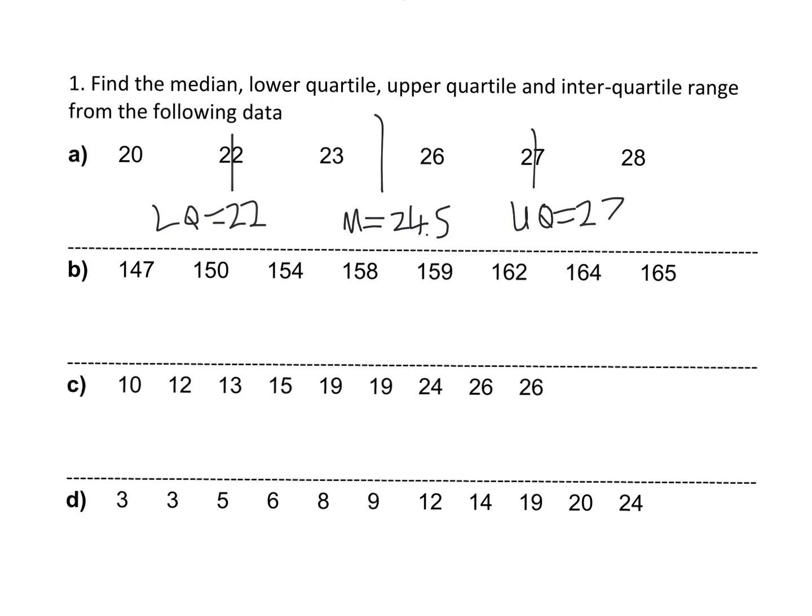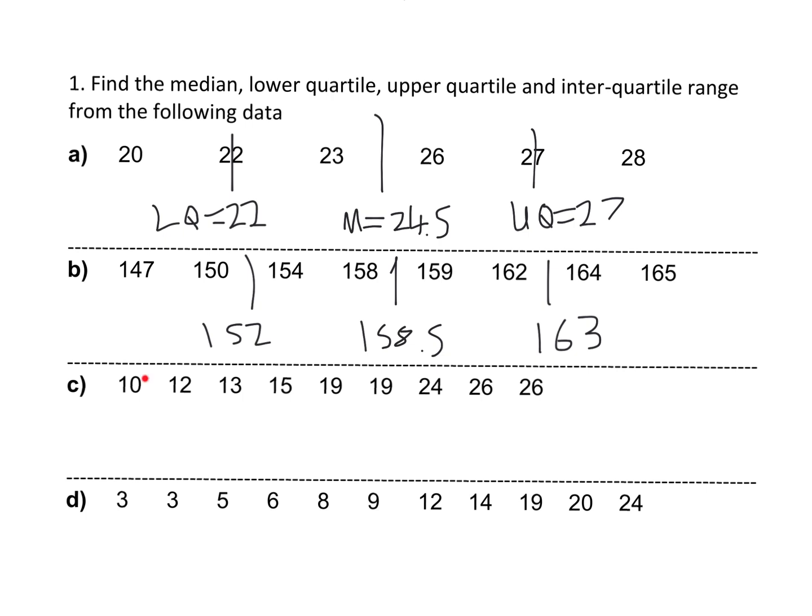Okay, the second one, we've got 1, 2, 3, 4, 5, 6, 7, 8. So bang in the middle will be in between the 4th and the 5th, so in between 158. I'm not going to bother writing UQ, LQ. I'm just going to write the numbers. That's your median. And then the middle of the lower half is in between 150 and 154, which would be 152. That's your lower quartile. And then the middle of the upper half would be in here. Halfway between 162 and 164 is 163.